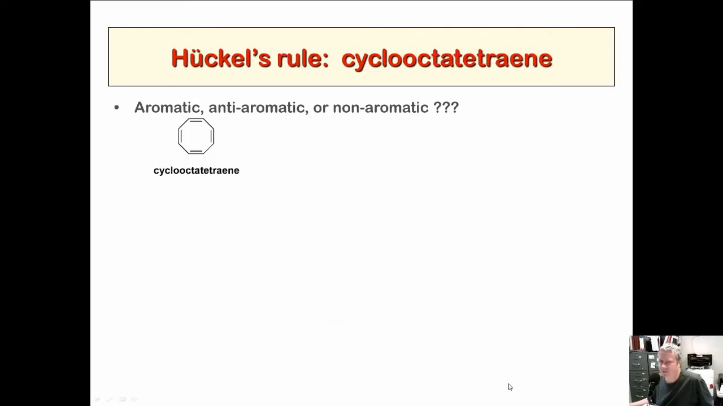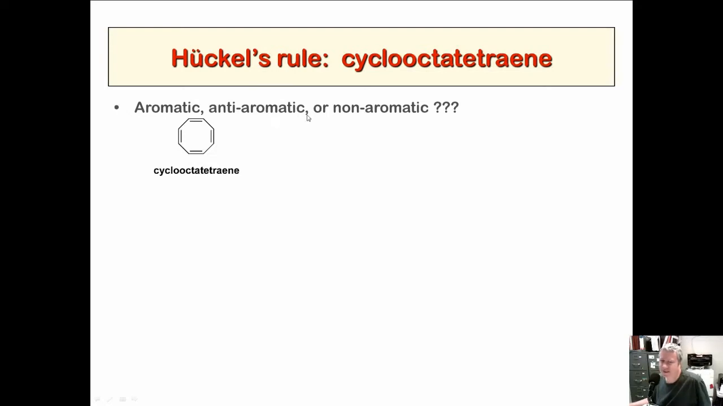All right, so what about this one? Cyclooctatetraene. Is it aromatic, anti-aromatic, or non-aromatic? And how many pi electrons are there? Well, we got 2, 4, 6, 8, right? Does that match 4n or 4n plus 2? And of course it matches 4n, so you might immediately think, oh, it must be anti-aromatic, right? Just like the last one was anti-aromatic, right?